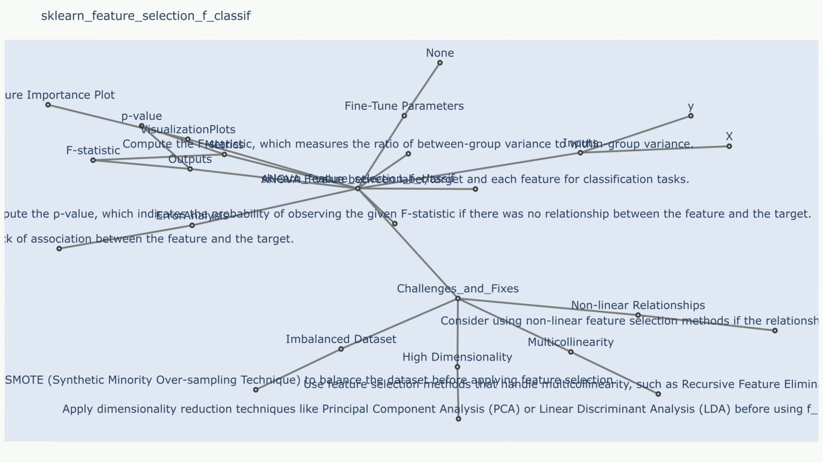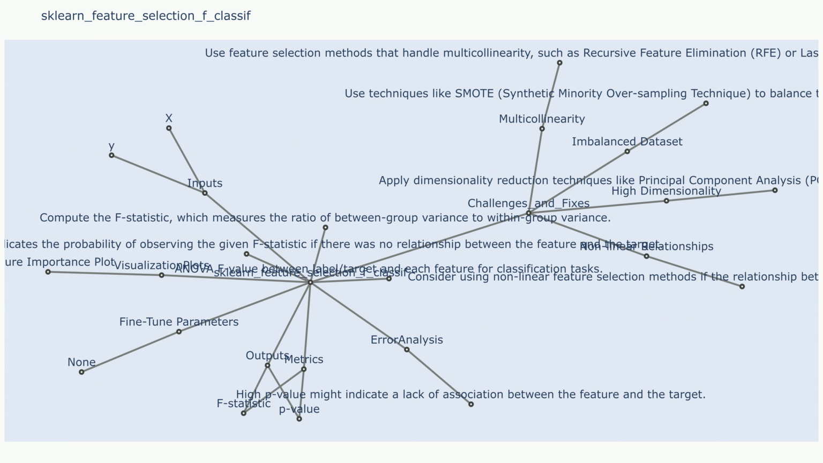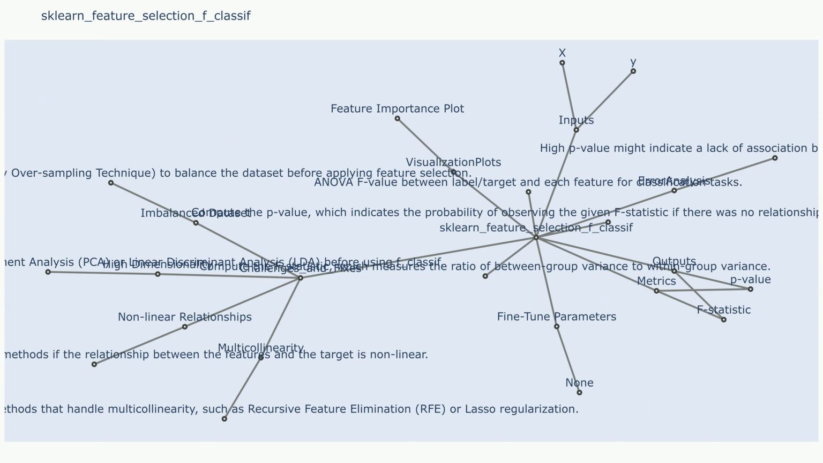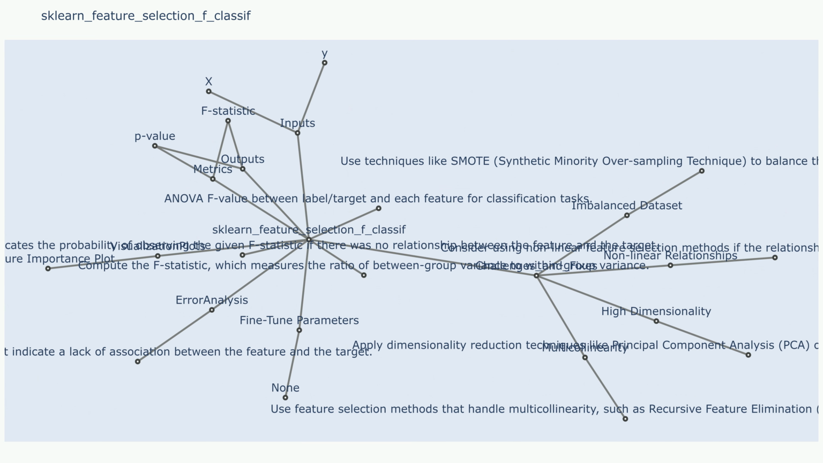Challenges and fixes. Challenge 1. High p-values may indicate that a feature is not significantly contributing to class separation. Sample use case: a feature might show very similar distributions across different classes, leading to a high p-value. Fixes: consider removing features with high p-values. Investigate the reason for the high p-value to understand if it's due to noise or lack of real discriminatory power.